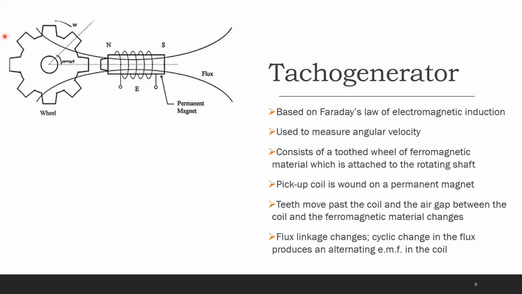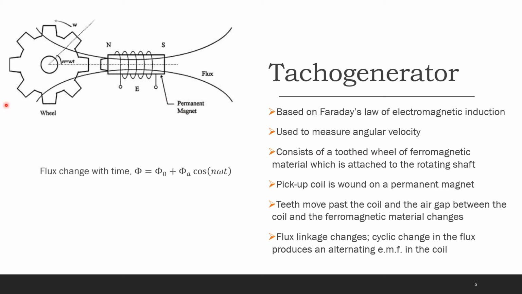Now, due to this change in the air gap, the flux linkage between the coil and the magnetic material will be changing continuously, and due to this cyclic change in the flux, an alternating EMF will be produced in the coil.